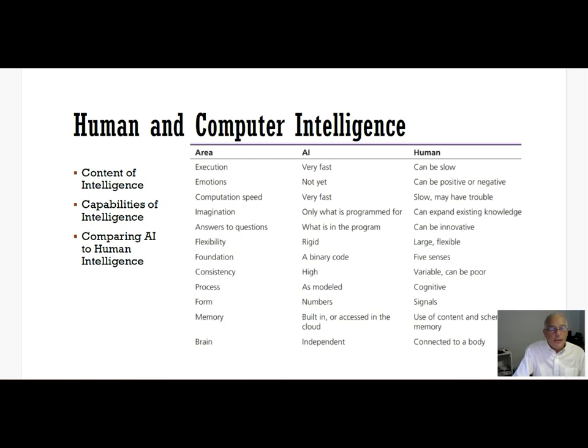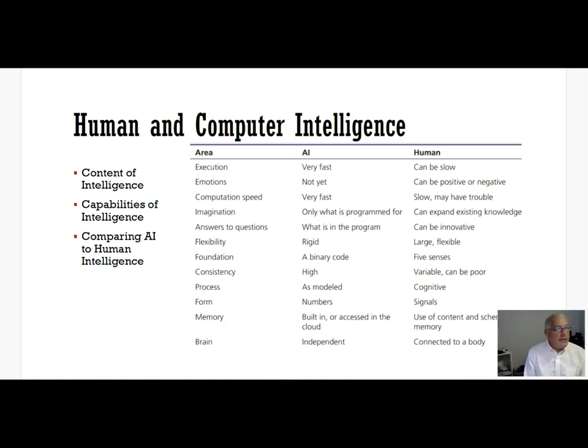Human and computer intelligence. Content of intelligence, capabilities of intelligence, comparing AI and human intelligence. Area, AI, human. This is just a chart that kind of breaks up how it works.